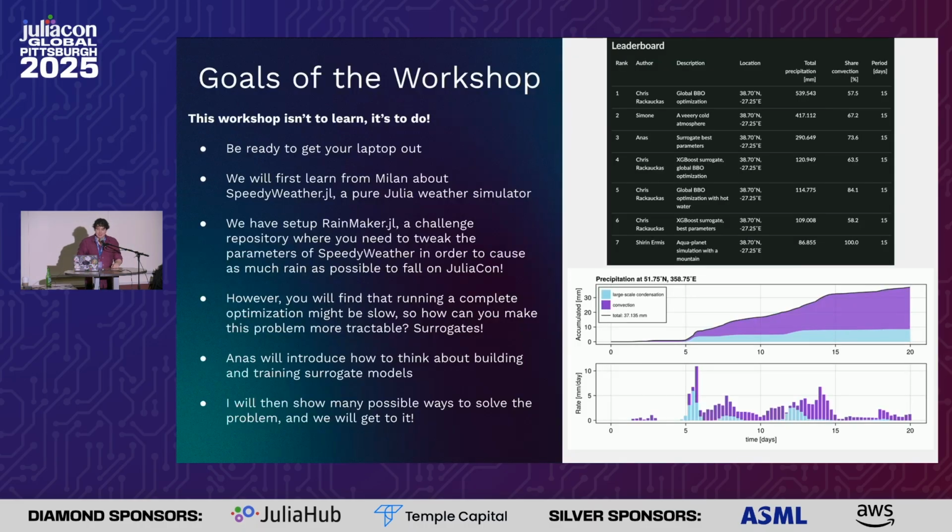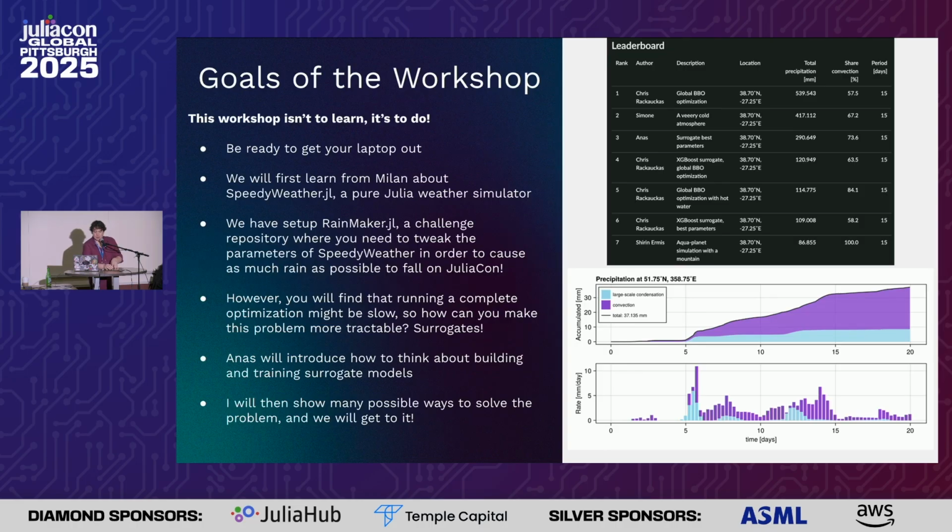So this is going to be an interactive workshop. There will be a section here where we can play around. We'll teach you a few things, but ultimately our goal is your laptops are out and you're going to give this a try. So what will happen here is that we will first learn from Milan about his Julia package, SpeedyWeather.jl, which is a pure Julia weather simulator, and he has set up this repository for us called RainMaker.jl, where it's set up as a challenge.